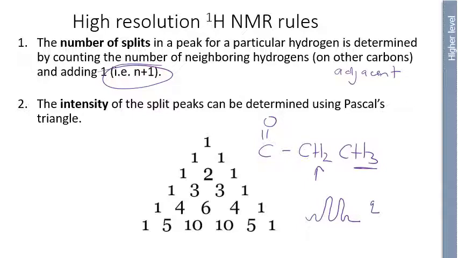Known as a quartet for these guys, and the protons on the CH3 are only going to have 2 adjacent protons next to them, so it's going to be n plus 1. So it's going to be seen as a triplet of 1, 2, 1 intensity. So it's going to be something like that. That's what you would observe, and it's known as a triplet for these protons here. That's an important point when we're looking to elucidate the structure of particular compounds.